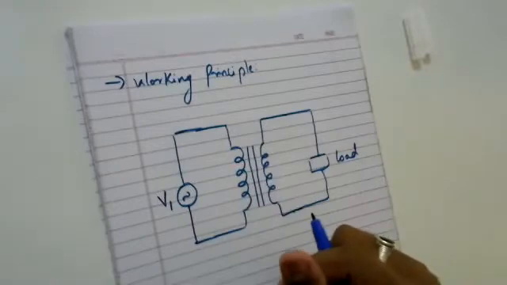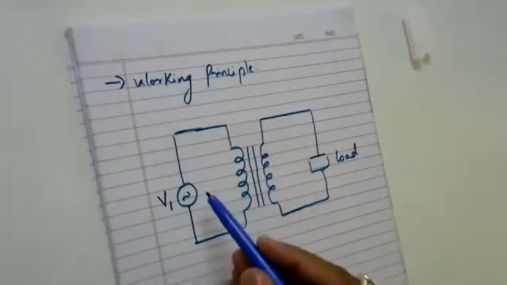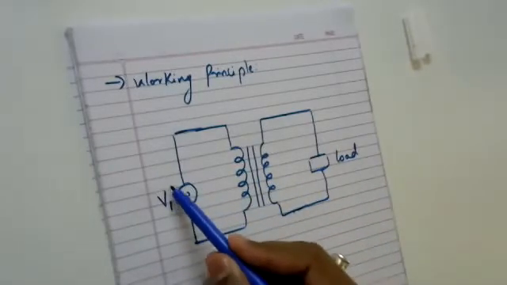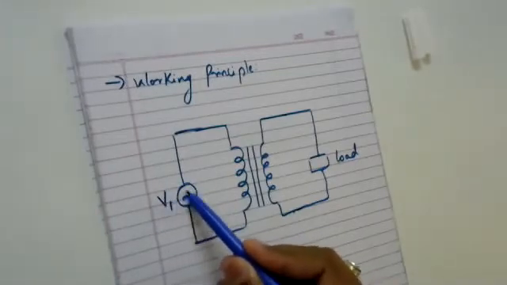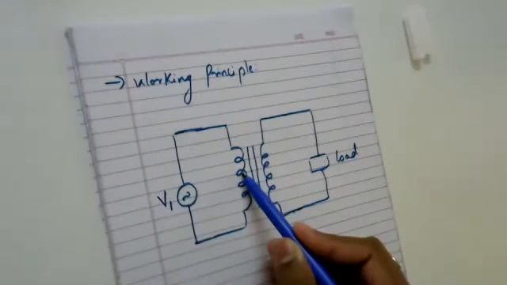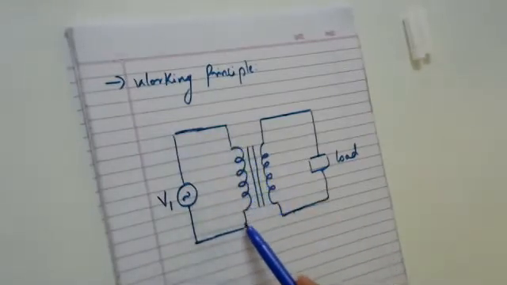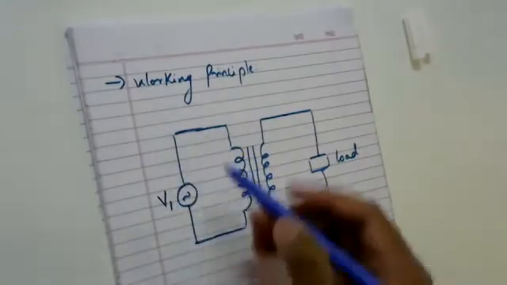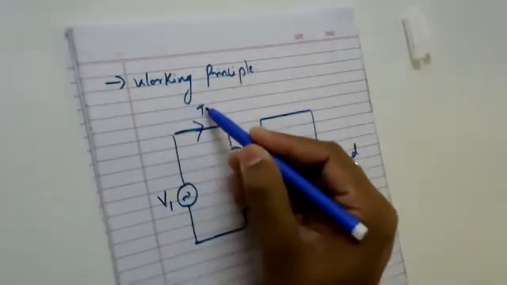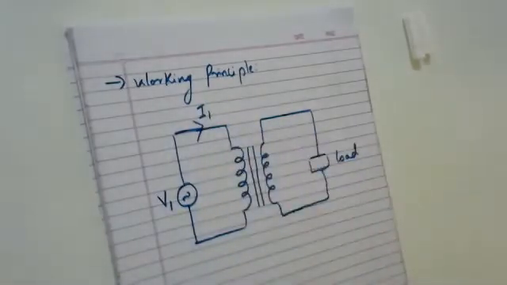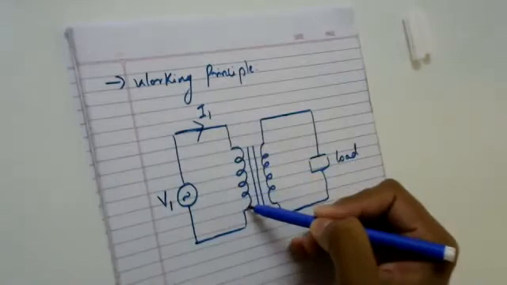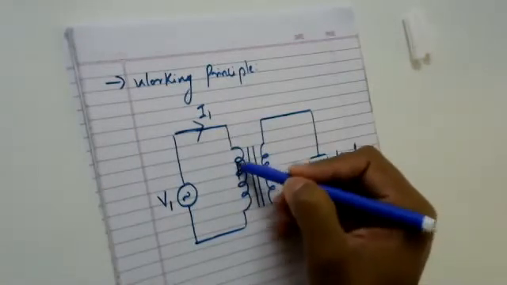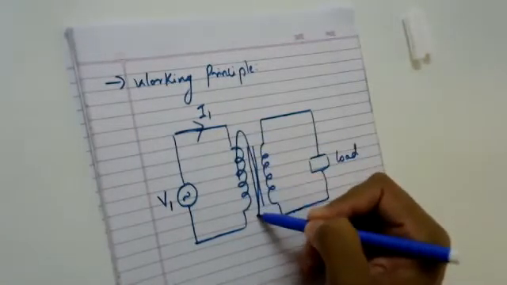Once again, I'm going to interact with you people. First, what happens? You have some source voltage or applied voltage. When this voltage is applied to the primary winding, the circuit is closed. When the circuit is closed, what happens? Current starts flowing in the circuit. I'll call this current I1. When this current I1 flows through this coil, what does it do? It produces flux.